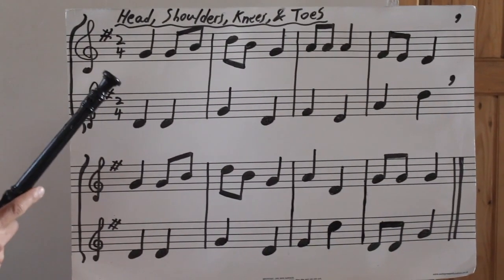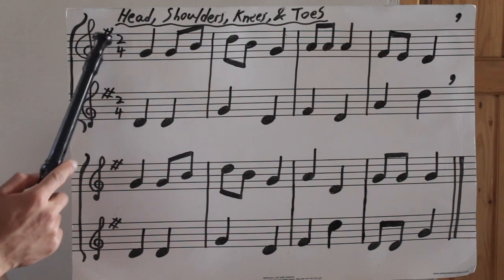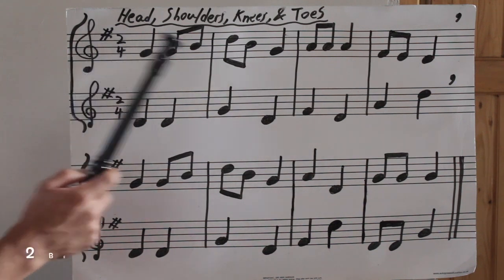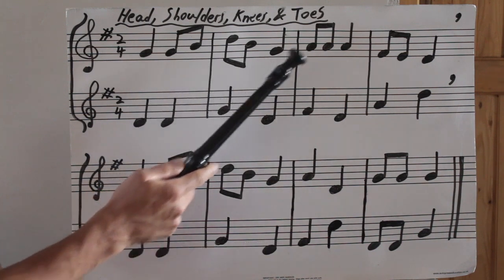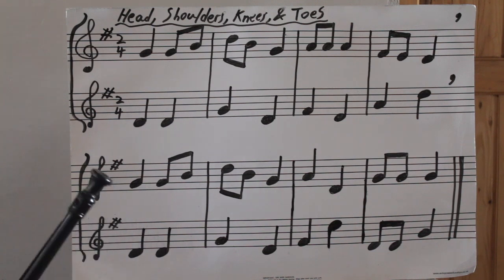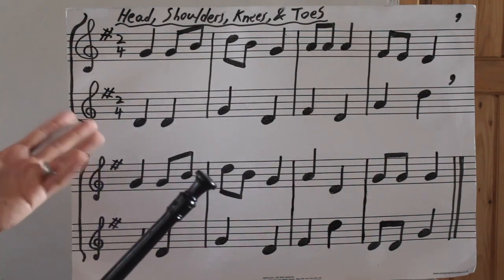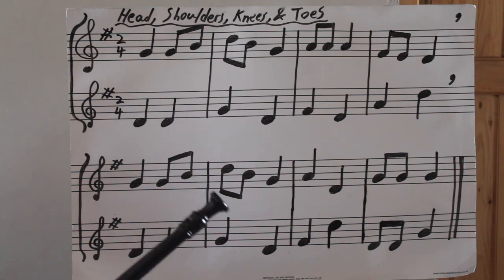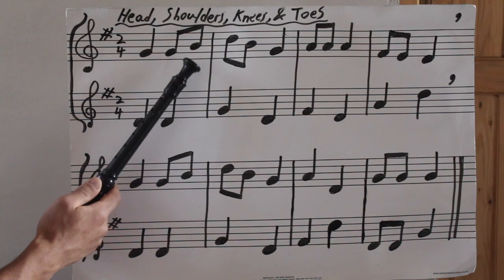Alright, so if you look at our rhythm, the first thing you'll notice is that we have a time signature of 2/4, meaning 2 beats in every bar. So here we have 1, 2, 1, 2, 1, 2, 1, 2, 2 beats in every bar. And this is pretty simple because we only have 2 types of notes in the whole piece, not 2 notes like A, B, C, D, F, G. We only have a quarter note and an eighth note.